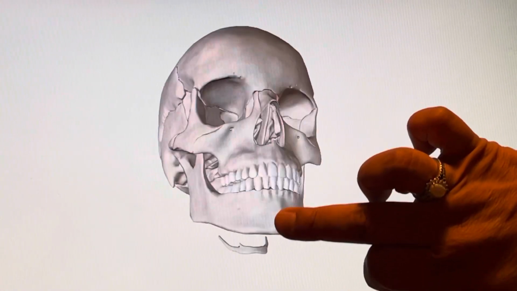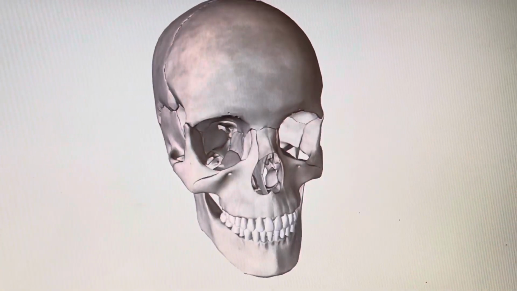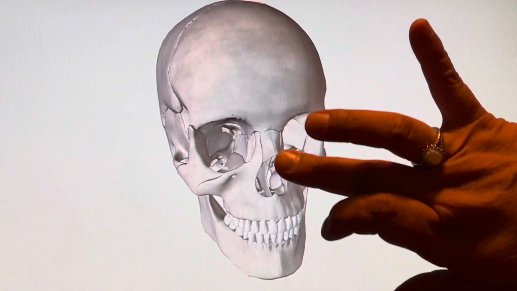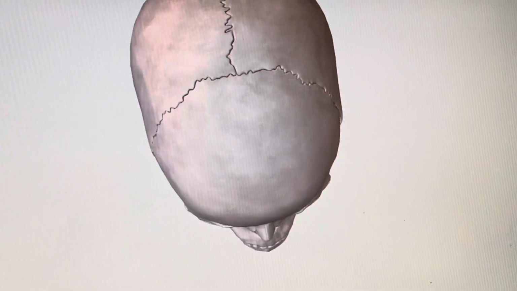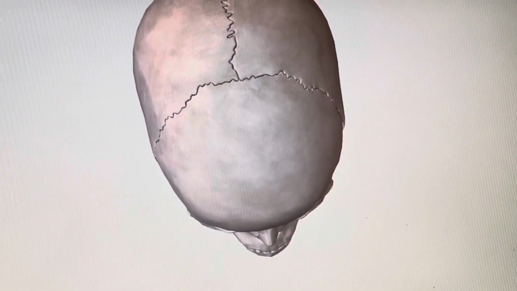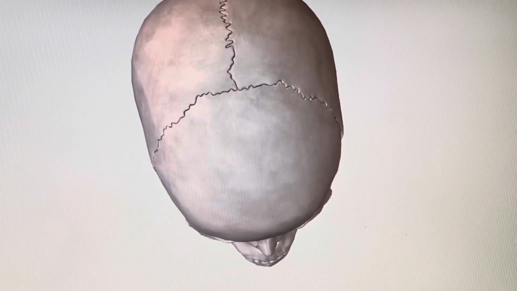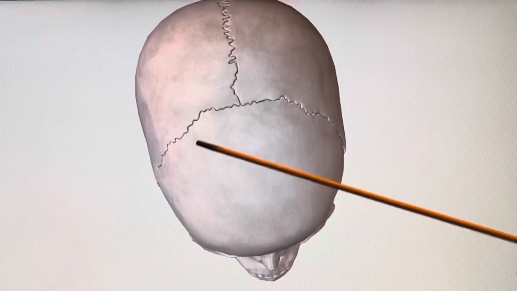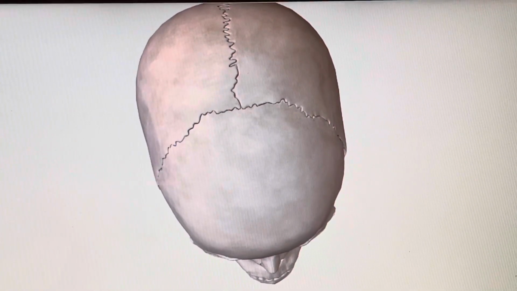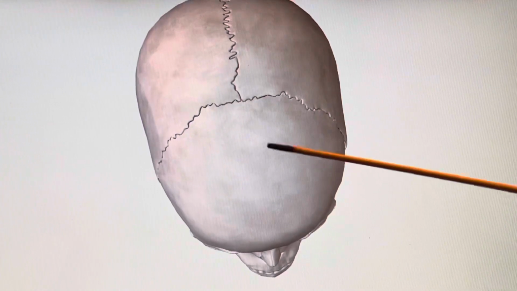We will now turn around and come to the front of the skull. Here, we will see the parietal suture as well as the frontal bone.